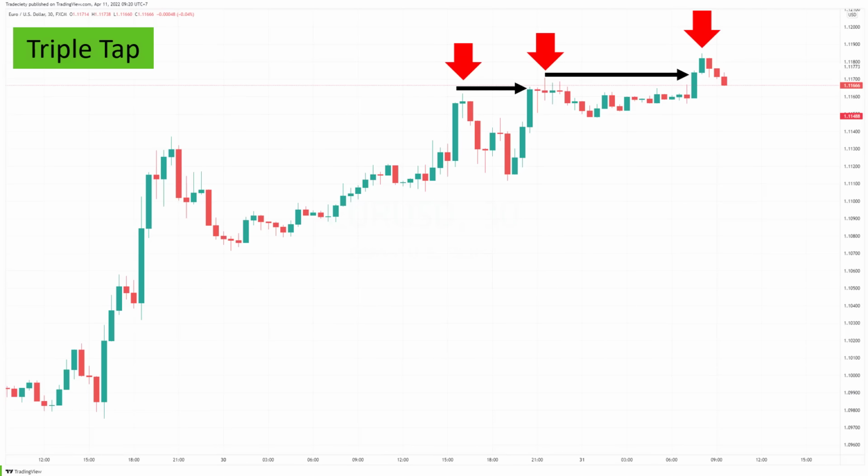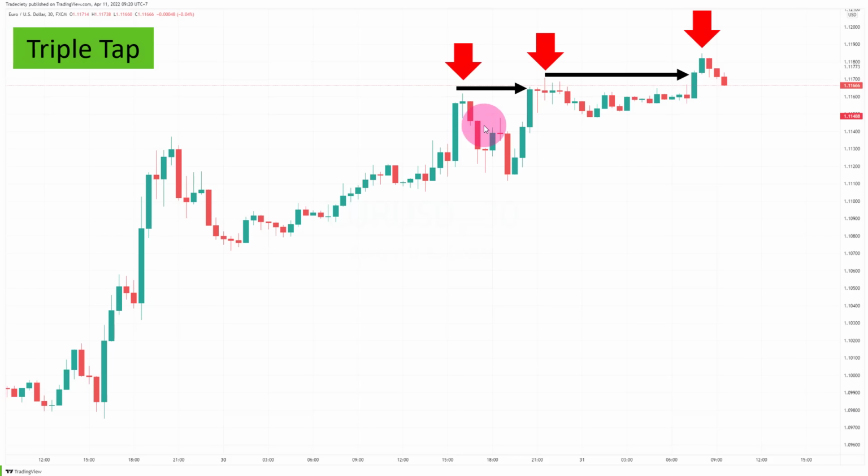Triple tap, one of my favorite patterns. It's a very, very important pattern to note. The triple tap can help you understand when trends are likely to end. Ideally, you want to look for a triple tap in an existing trend. So if the market has been trending for a long time and then you see a triple tap, that's where you want to really get interested.